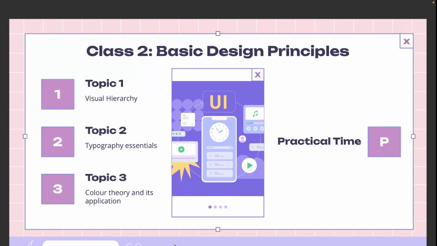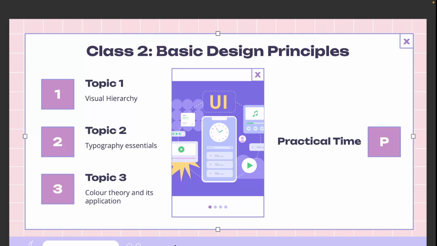So this is our content for today. We'll see 3 main topics and we'll have our practical time. The very first topic would be visual hierarchy. The second topic would be typography essentials. The third topic would be color theory and its applications.